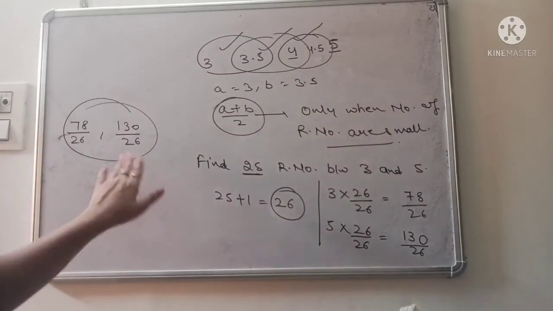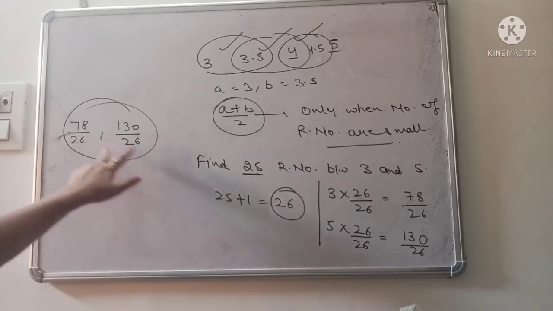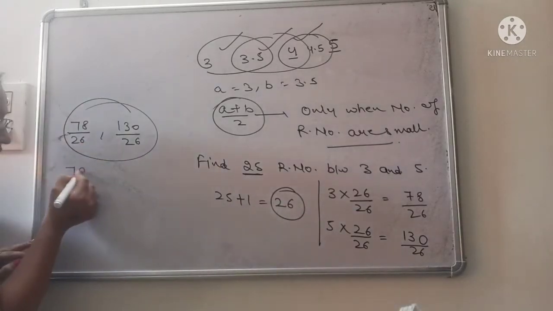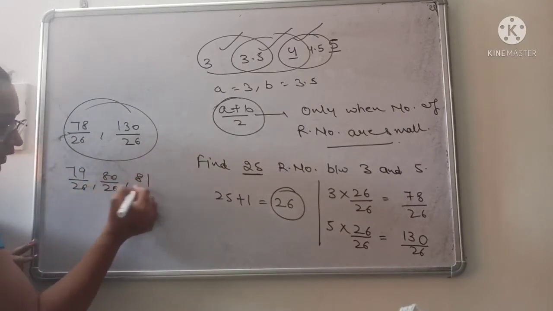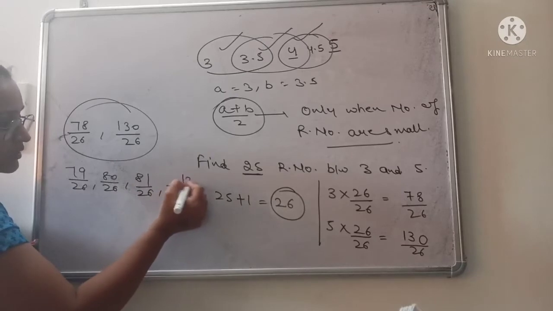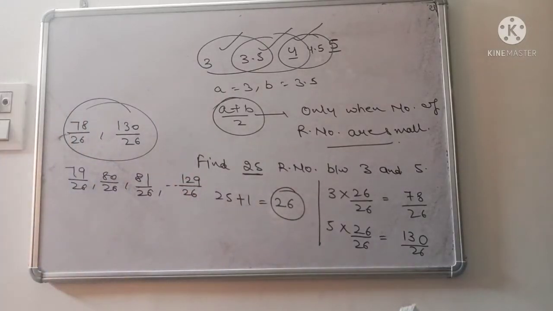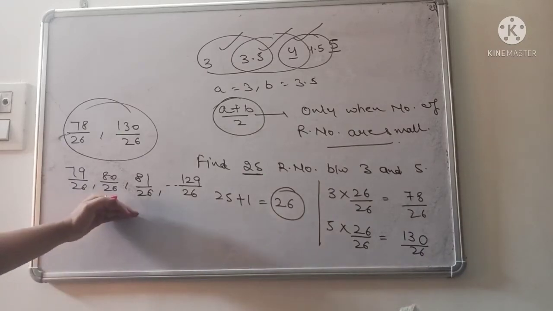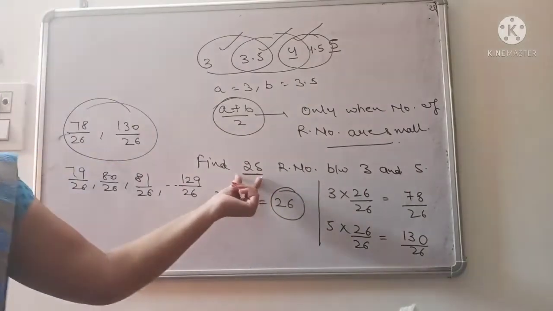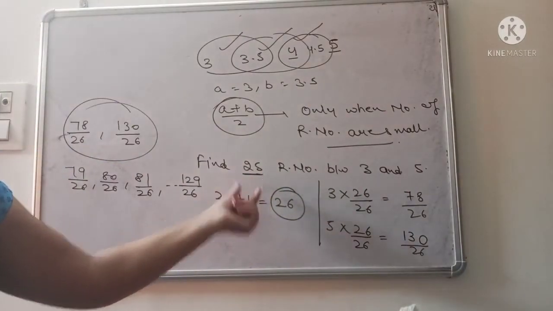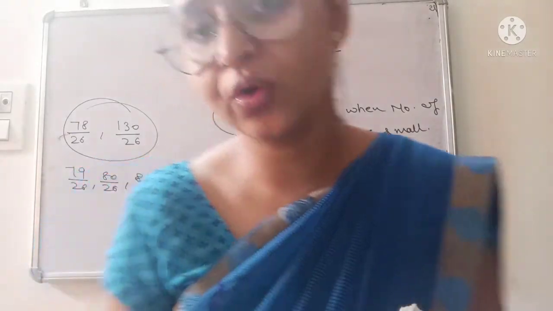Like fractions, because they have the same denominator, and in between these two fractions we are able to write 79, 80, 81, and the last is 129. So how many rational numbers can we find? We can find many more rational numbers between 3 and 5. So it is an easy task now to find 10, 100, 15 and so on rational numbers.